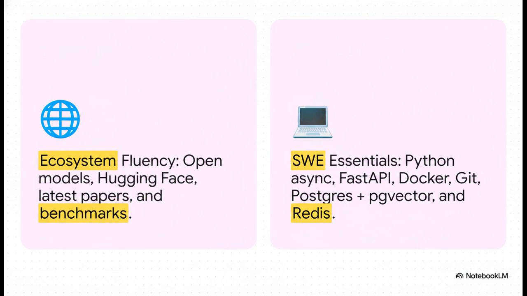All right, Phase 5, the Modern Developer Toolkit. So what does the actual foundation holding all of this up look like? It's really crucial to contrast Step 12, ecosystem fluency, with Step 9, standard software engineering essentials. Yes, of course, you need to navigate Hugging Face, read the latest research papers, and understand benchmarks. But look at the SWE essentials on the other side: Python async, FastAPI, Git, Docker, and adding vector capabilities to solid databases like Postgres.